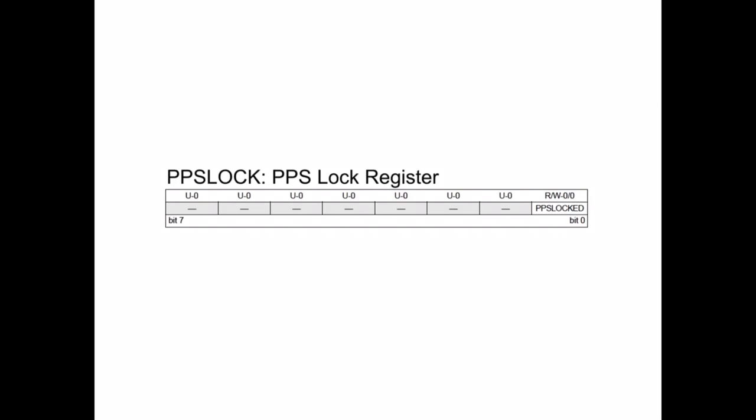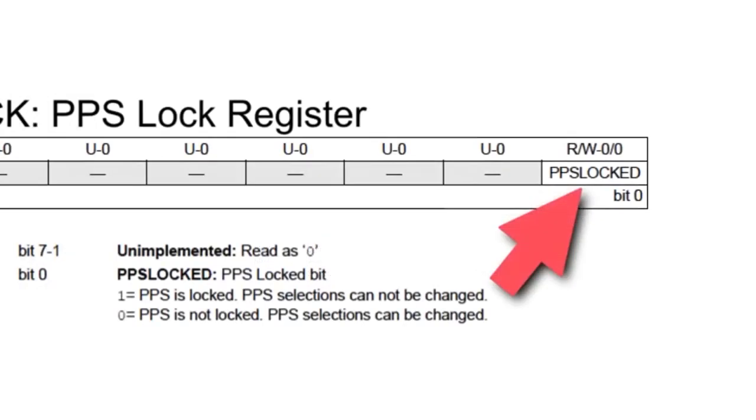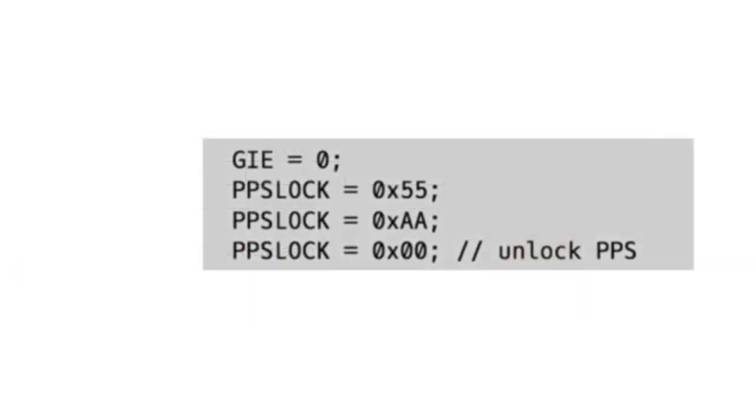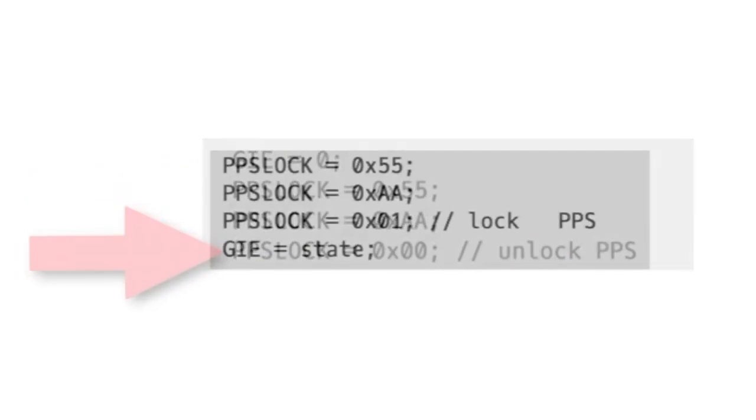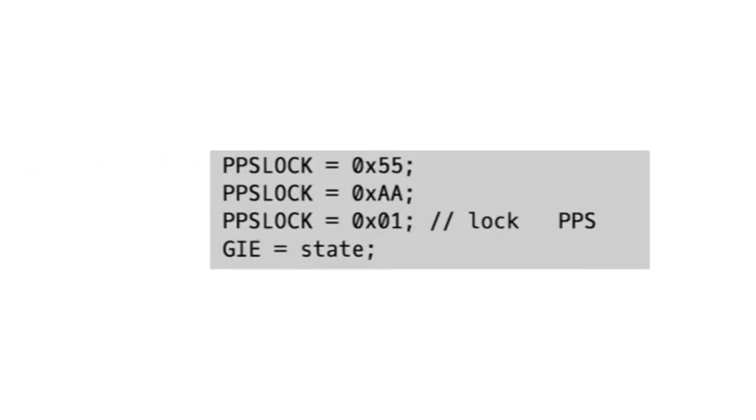Setting the PPS locked bit to a 1 in the PPS lock register prevents further changes. And there's a specific procedure to do that. The first step is to disable interrupts. And then the value of 55 hex is sent to the PPS lock register. And that's followed by a value of AA hex sent to the register. And then a value of 0 is sent to the register to clear the PPS lock bit and unlock the PPS.